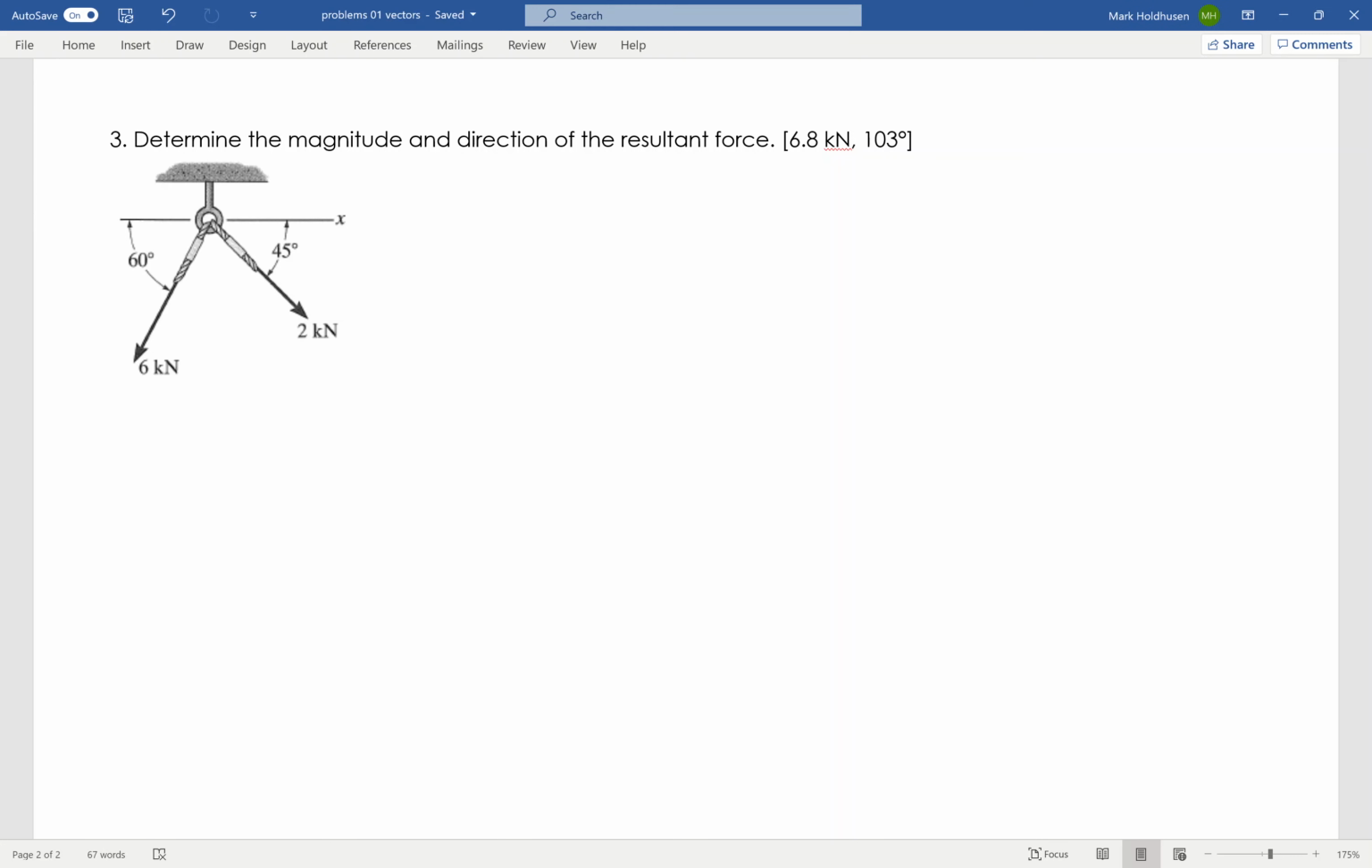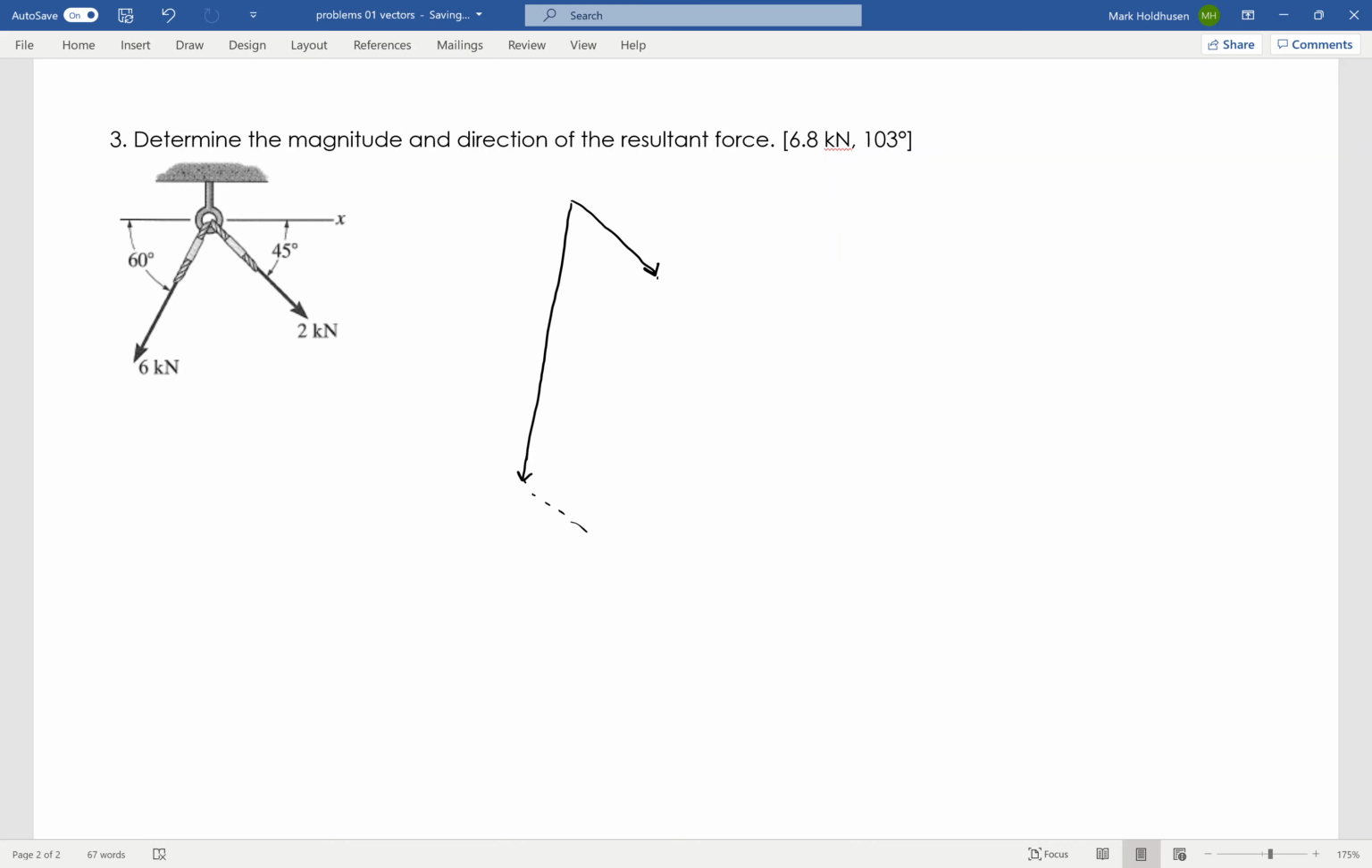Here I want to find the resultant force of these two vectors. So I'll set up my parallelogram by starting by drawing my 2 kilonewton force at that angle, and then drawing my 6 kilonewton force at that angle. And that's got to be 3 times longer than the other. And again, it doesn't have to be perfect, but the closer you get, the more realistic it will look.